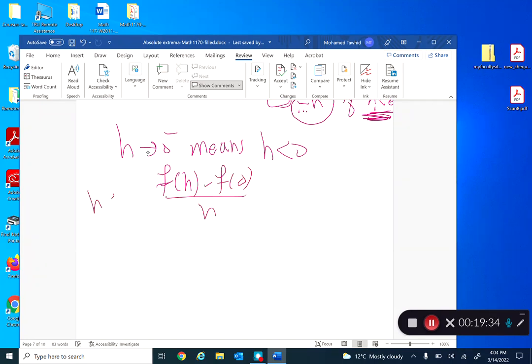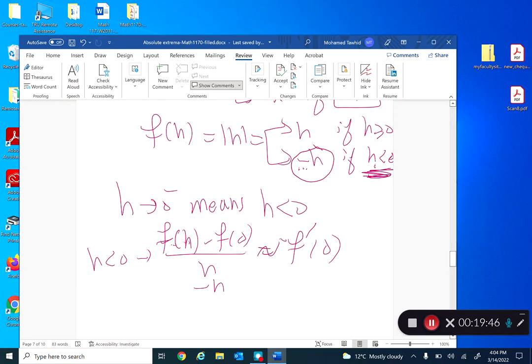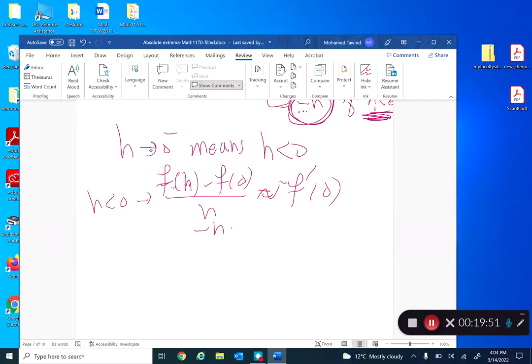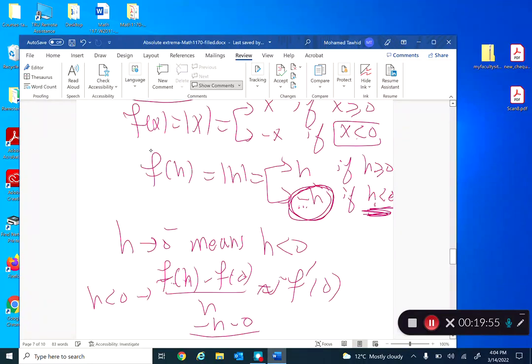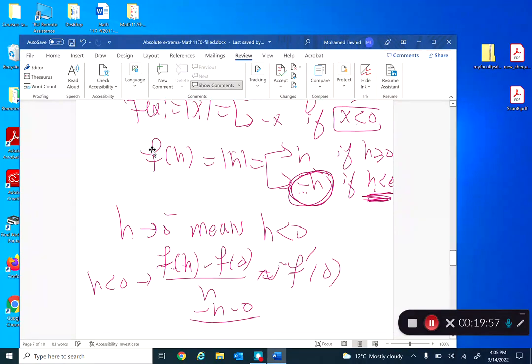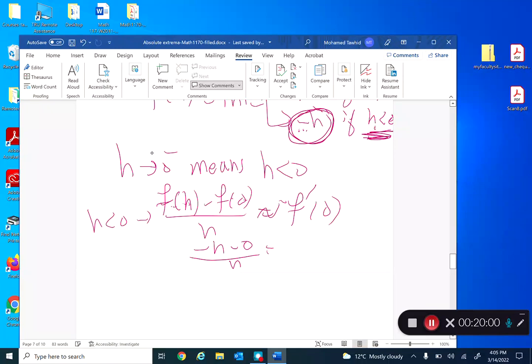But what do you know? You know h is less than 0. So this derivative, that is our derivative f prime of 0, right? That's the definition. This one will be negative h, f of h is negative h, because h is less than 0. What is f of 0? Just 0. When x equals 0, you replace 0 inside, then you have 0 over h. So what did you get? You get negative h over h, which is negative 1. h cancels with h, you get negative 1.